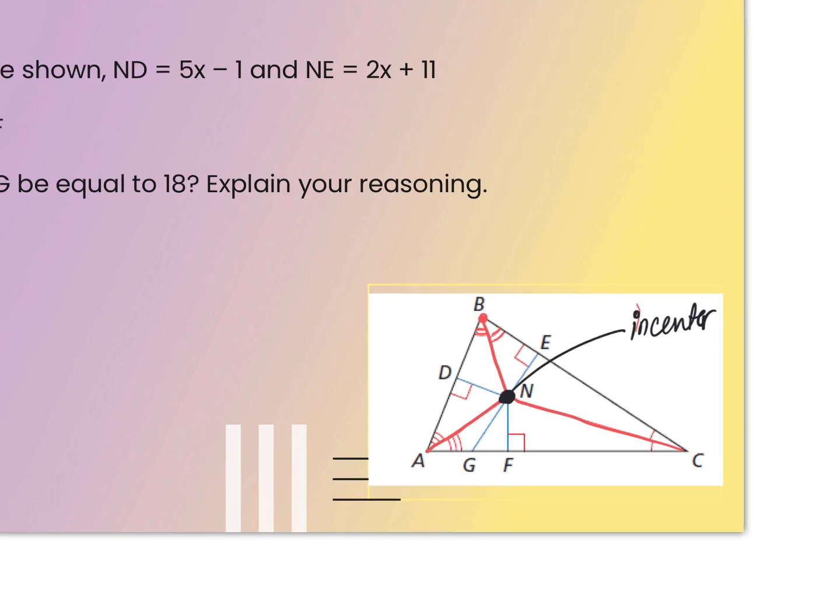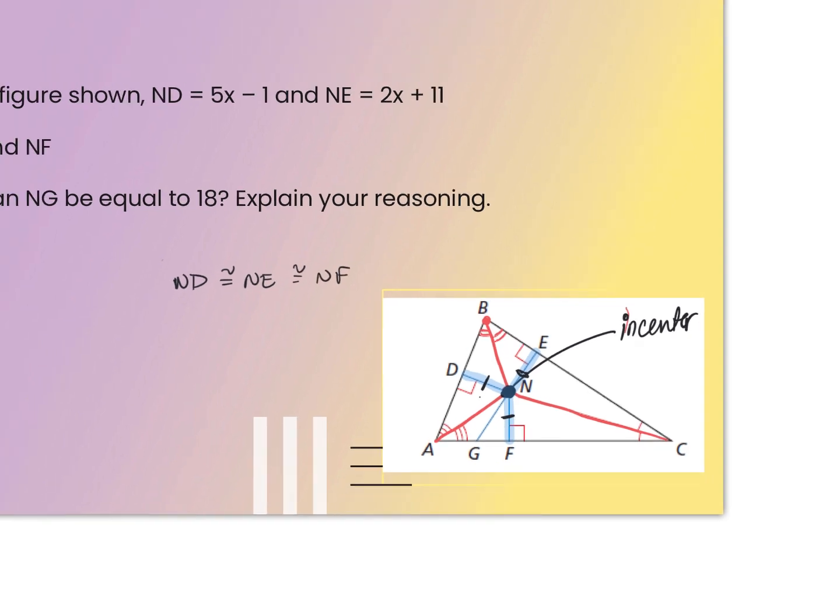And once I know that point N is the incenter, then once again, I know that NE and ND and NF, which are the distances from the incenter to the sides of the triangle, are going to be congruent. So these three segments are congruent. ND is going to be congruent to NE, which is going to be congruent to NF.